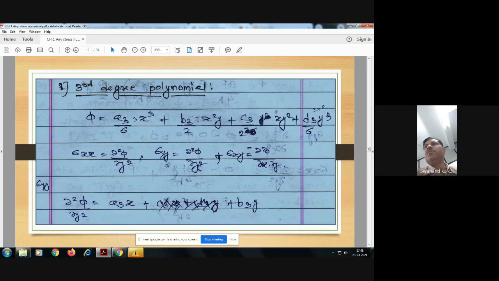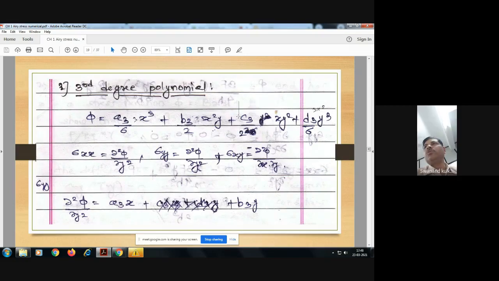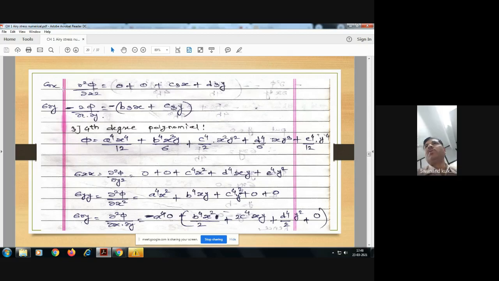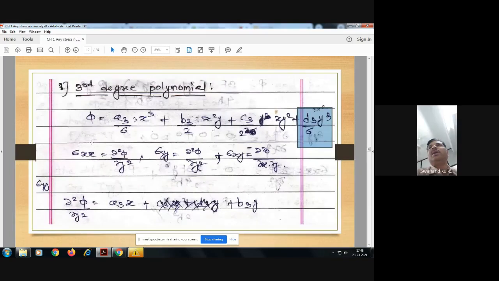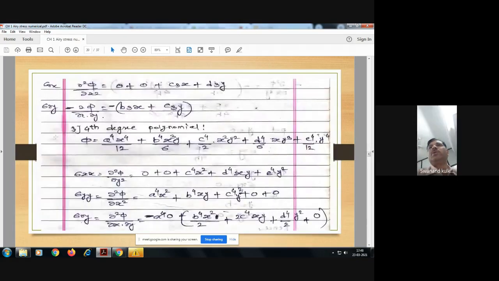In this case, with reference to two differentiations with respect to x, this term will become 0, and this term will also become 0 here. So here we should understand how sigma xx, sigma yy, and sigma xy are obtained. Is it okay? Any doubt with this? Anybody any doubt? With regular notations, this third degree polynomial is also identified. And the same thing is repeated once again here.